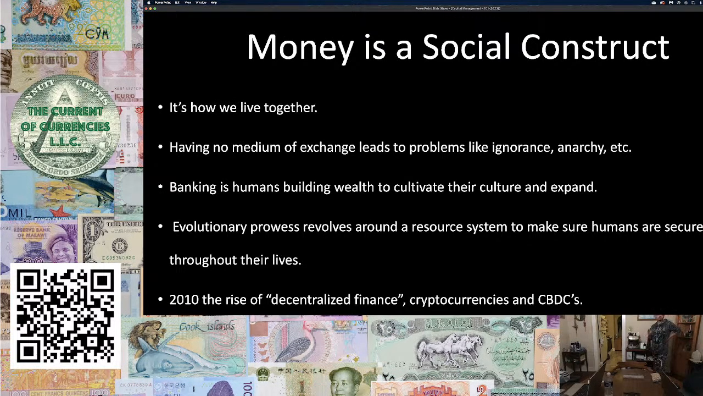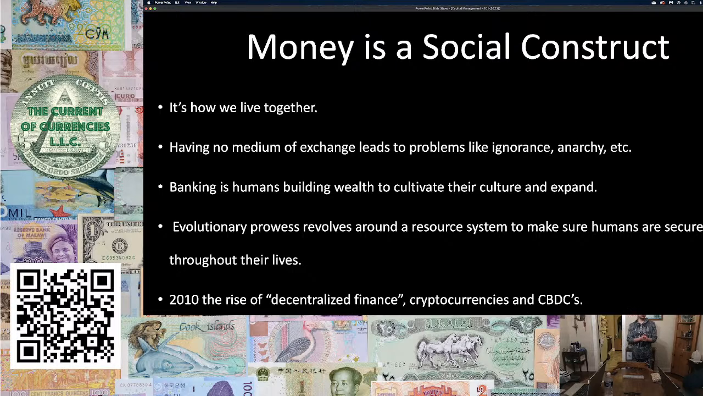So banking is humans building wealth to cultivate their culture and expand. The American dream, let's say. And we've done it the best up to this point in history. And though that may be changing, you can obviously see over the last 150 years of our country how far we've come. I mean, we're sitting here with electricity and talking about how we're going to be growing our own businesses one day. So it is really a social construct at the end of the day.